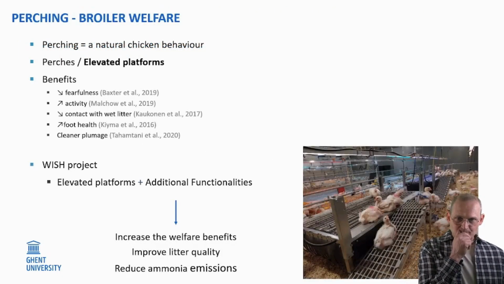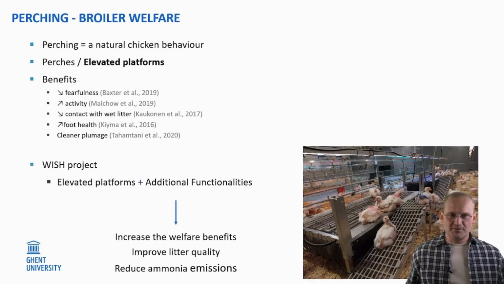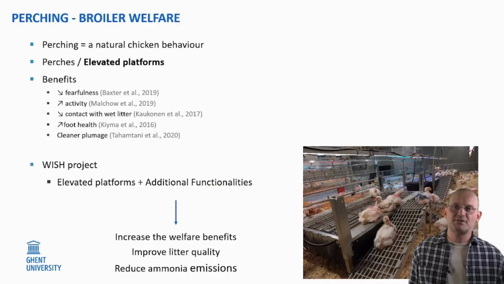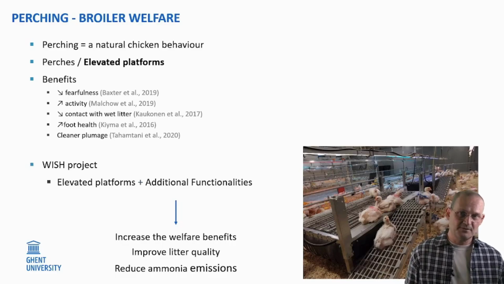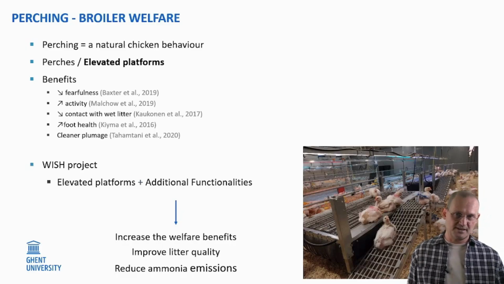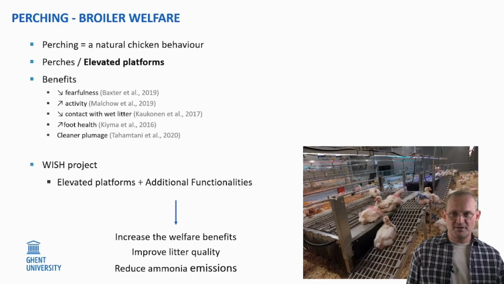And here's some research that we have done on perching behavior in broiler chickens, because we think perching is also a natural behavior for broiler chickens. It has been shown in the literature that providing broilers with elevated platforms has several benefits. It reduces their level of fearfulness, increases their activity level, and reduces the amount of contact they make with wet litter. It thereby improves their foot health, and they tend to have cleaner plumage when they are provided with platforms.